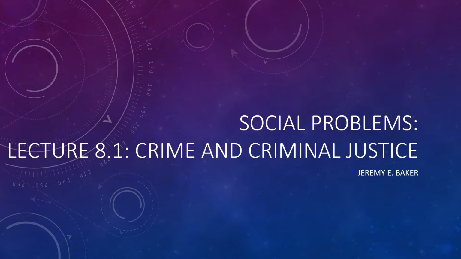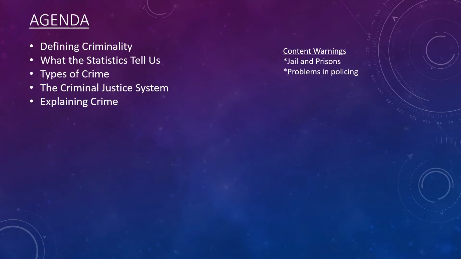Today we'll be talking about crime and criminal justice. So, in this lecture we will be defining criminality. We will discuss what the statistics tell us about criminal justice or criminality. We'll talk about types of crimes, the criminal justice system itself, and some theory we can use to try to explain crime. In terms of content warnings, we will be talking about jail and prisons.